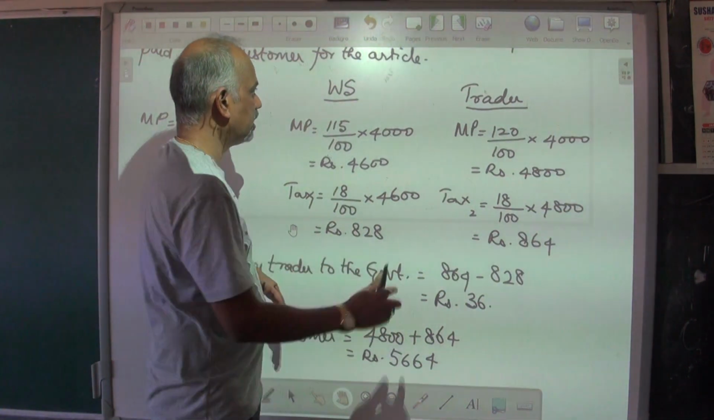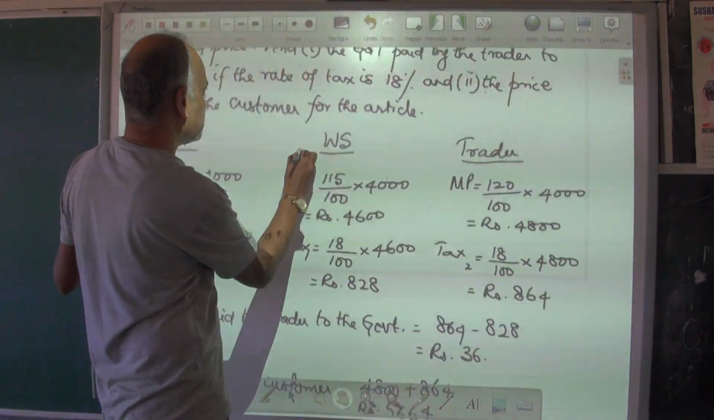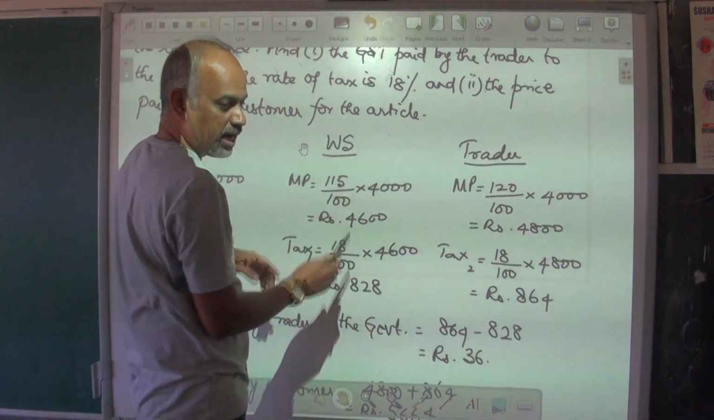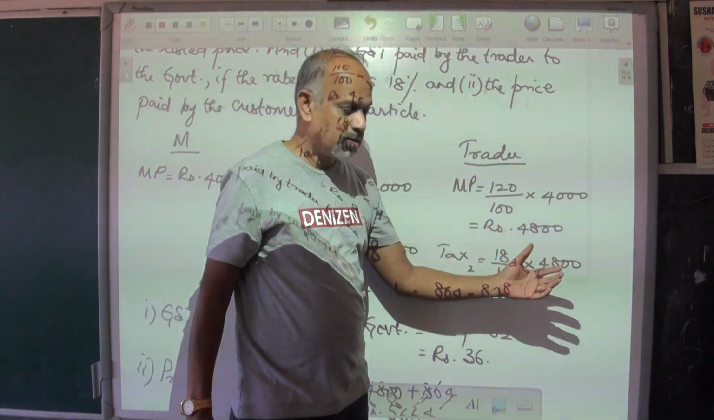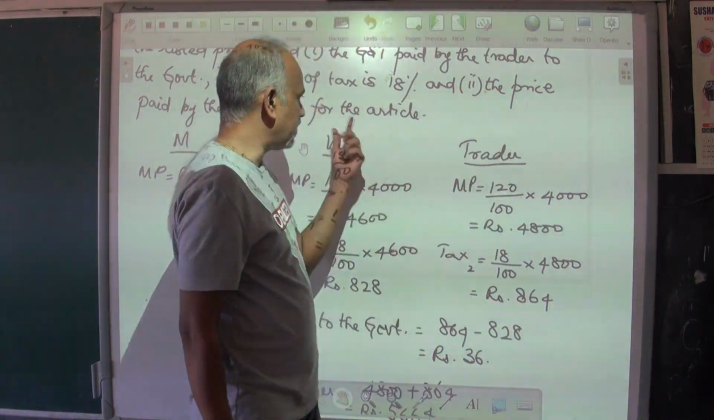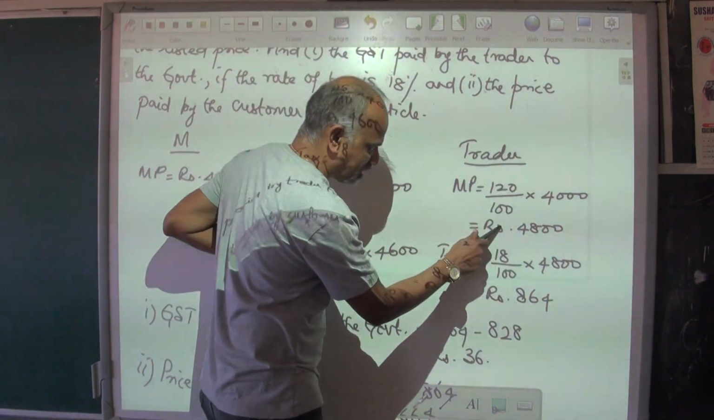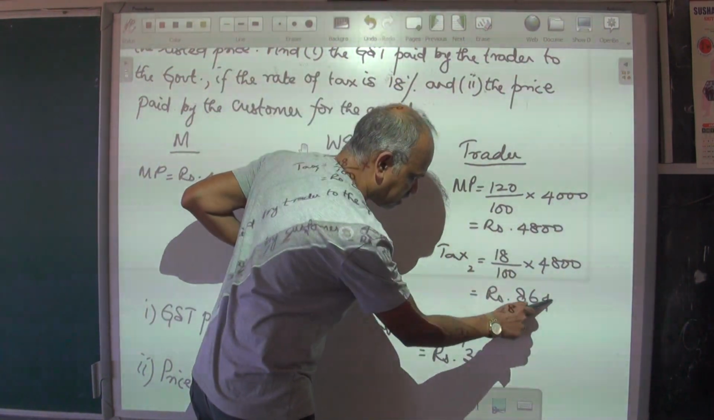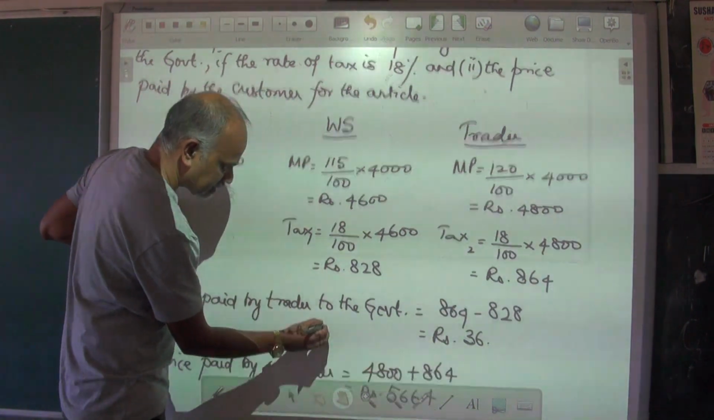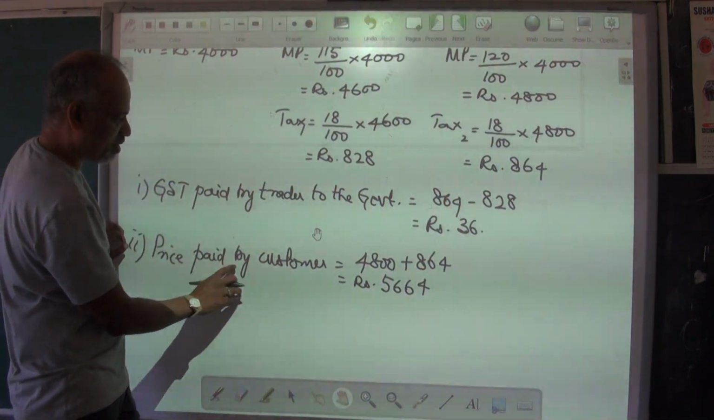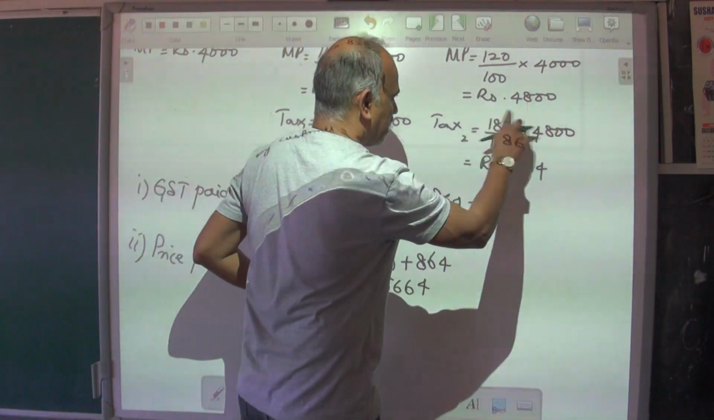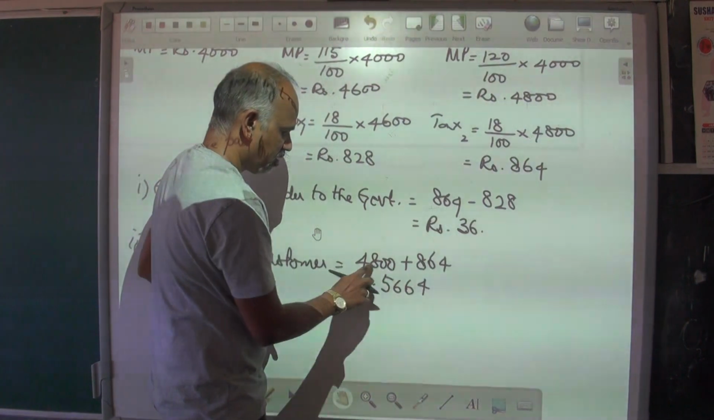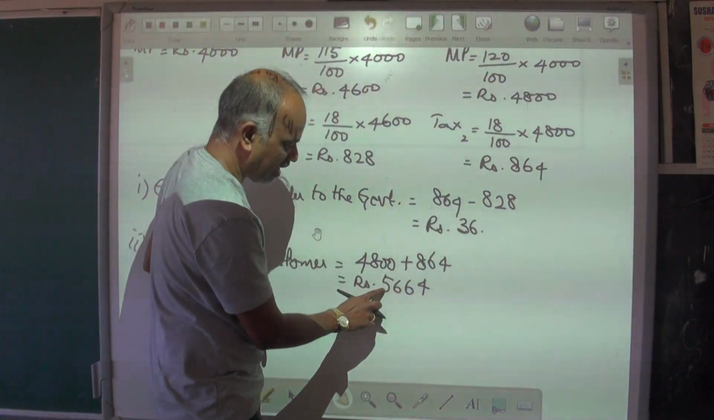That's the difference. Then there is a second question which says, find the price paid by the customer for the article. The customer buys it from the trader. He has to pay the mark price, which is 4,800, and he also has to pay a tax of 864. Therefore, the price paid by the customer is 4,800 rupees, the mark price, plus 864 is the tax. On adding together, that gives you rupees 5,664.